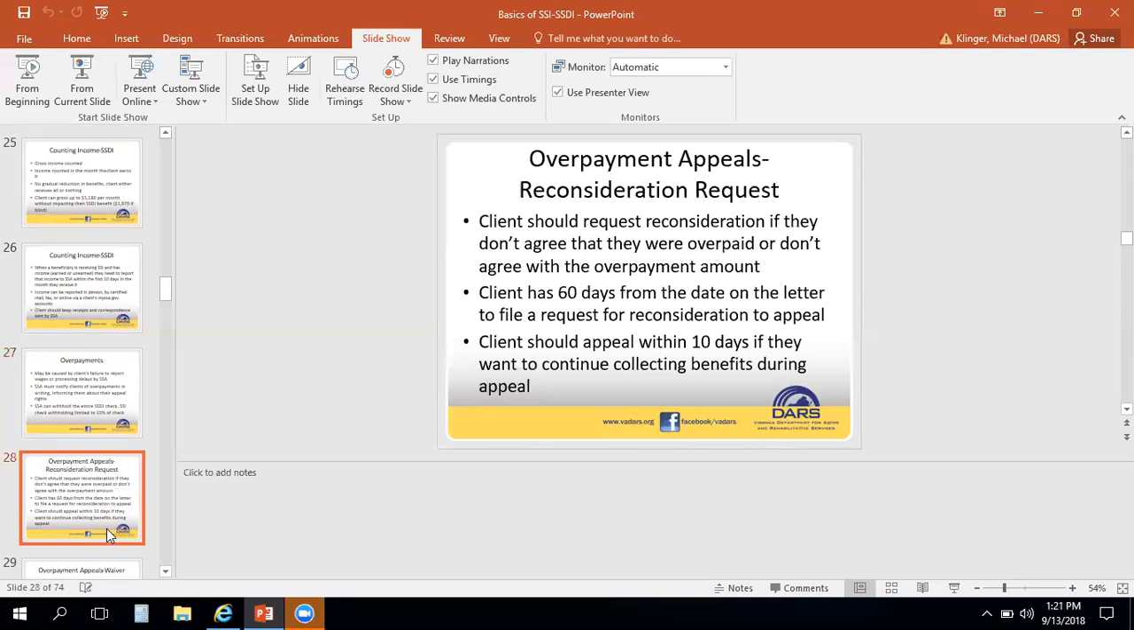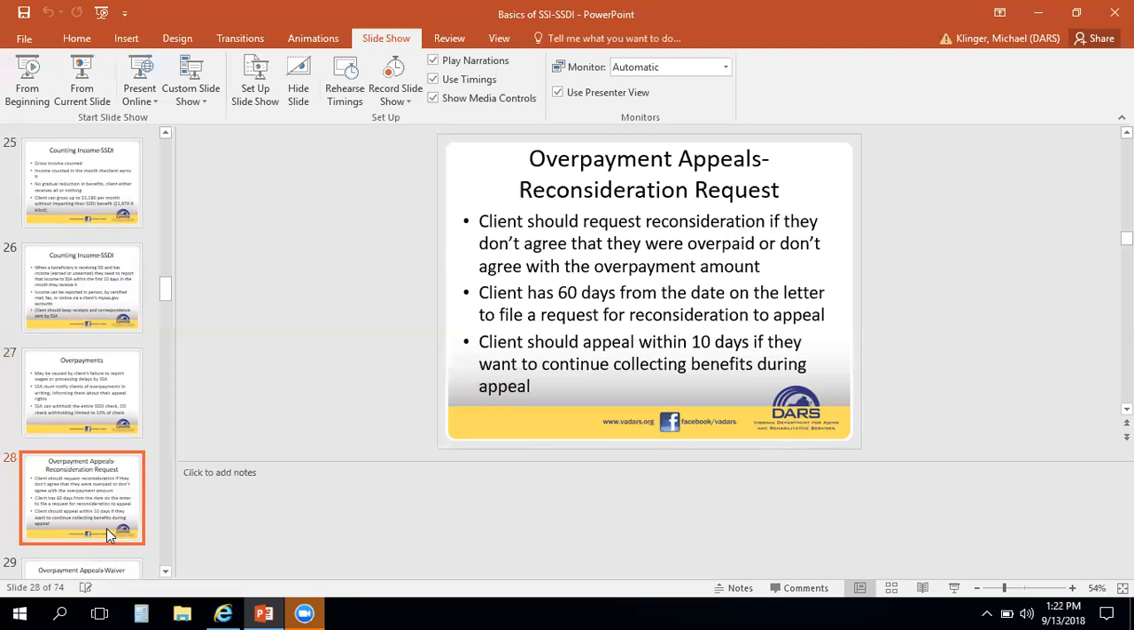Typically, it happens within 60 days from the date of the overpayment notification. Social Security gives the client time to respond to the overpayment request and appeal if they want to. They don't start withholding the benefits right off the bat. So that's one thing to be aware of.